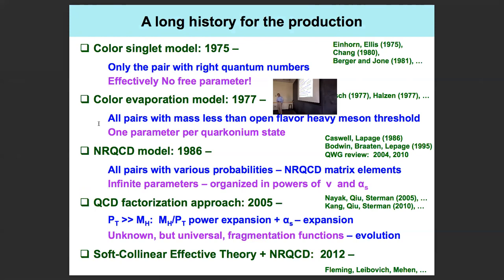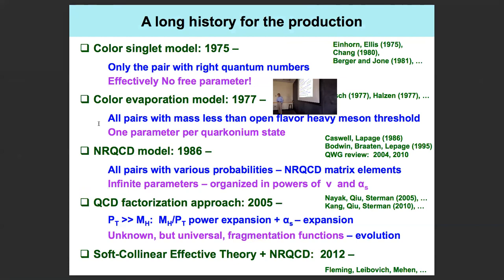The NRQCD factorization says something similar to this, but I would expand all the non-perturbative transition properties in a power series of v and RFS, where v is the relative momentum. So in some sense, you have an infinite number of parameters organized in powers of v and RFS. Of course, if you're lucky, you can fit all of the data, but the question is what is the predictive power? The predictive power is that this argument says v is sufficiently small, alpha is small, so you can truncate your perturbation theory, keep only a few terms, and you can make predictions. So that has had success and also has a problem.